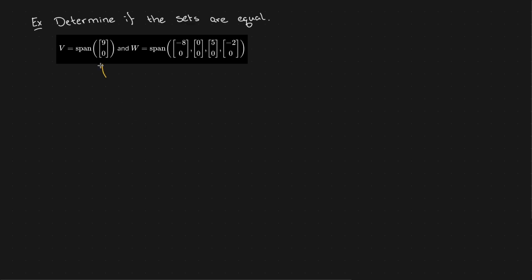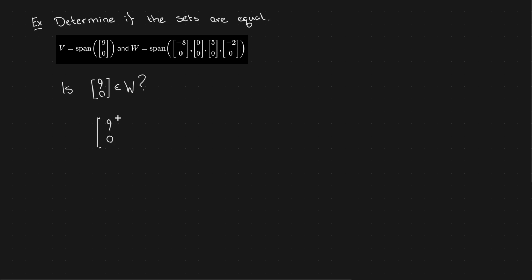So let's first check if this is in W. So to do that, if vector 9, 0 is in set W, then that means we'd be able to write it as a linear combination of these vectors. Okay? So let's test it out.